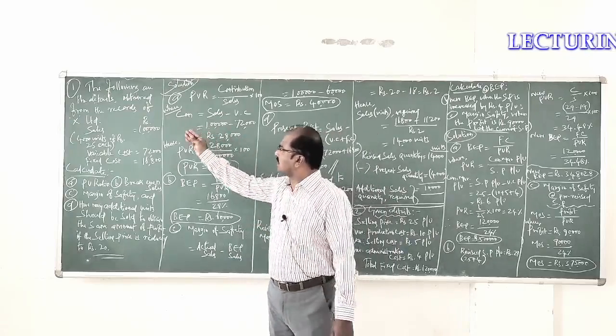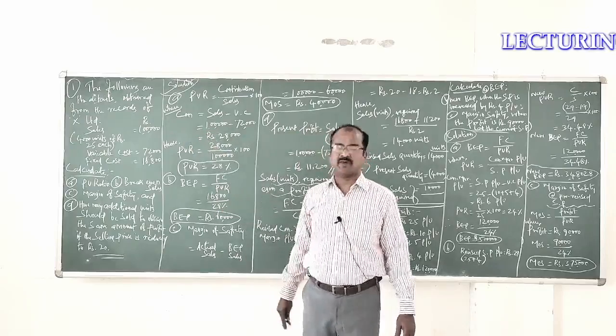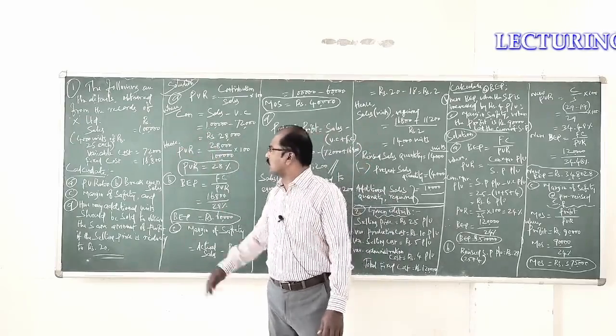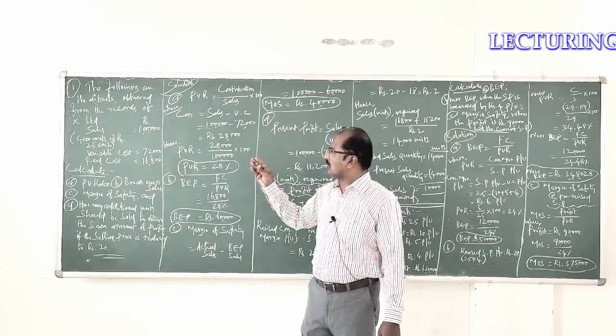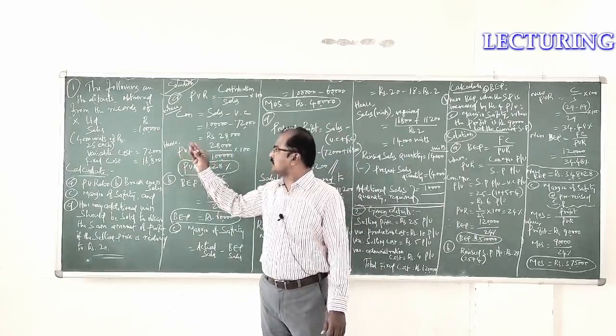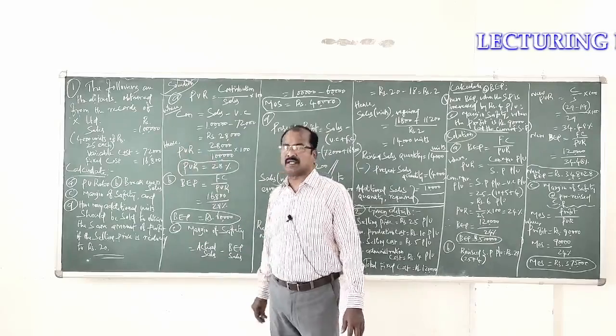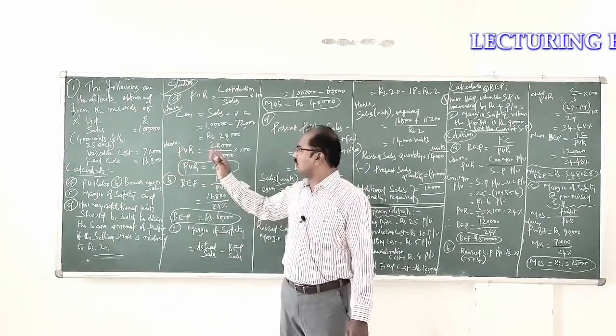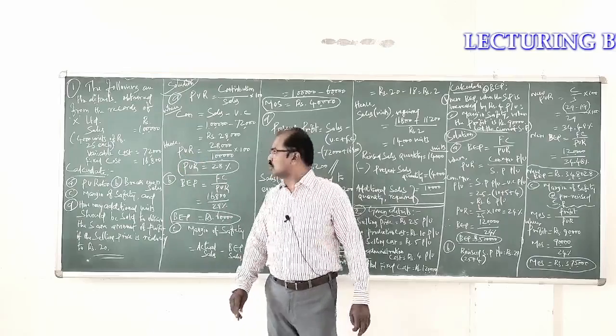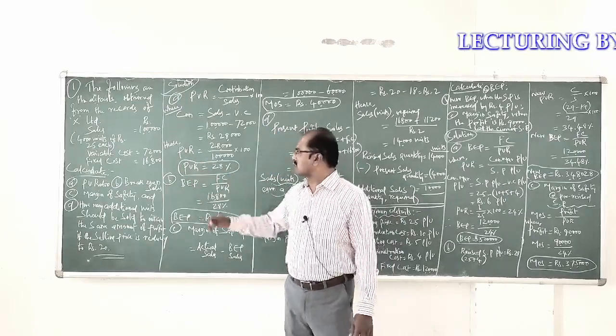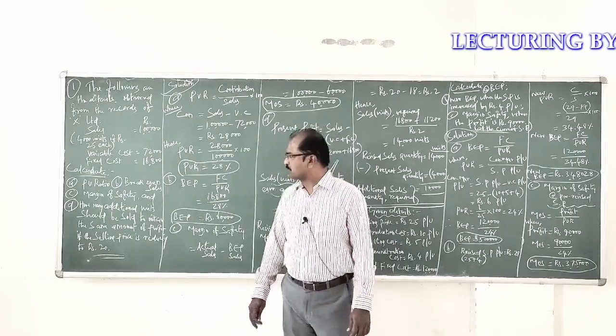The following are the details obtained from the records of X Limited. Sales amounted 1 lakh rupees. The 1 lakh rupees sales is generated through the sale of 4,000 units at the rate of 25 rupees each. Variable cost is 72,000 rupees. Fixed cost is 16,800.